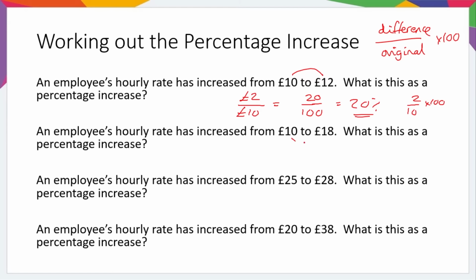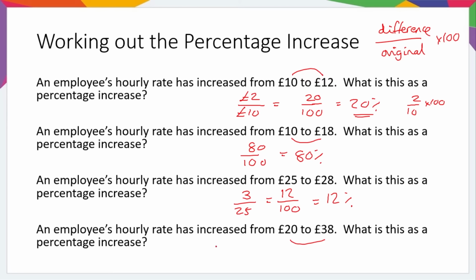So in the second example, it's a difference of 8. It was originally 10. 8 out of 10 is the same as 80 out of 100, so that is an 80% increase. If an hourly rate is increased from £25 to £28, that's a difference of £3. The original amount was 25, and again, let's convert that into the equivalent fraction out of 100. 25 goes into 100 4 times, so we need to multiply the top by 4. 3 4s are 12, so that is a 12% increase. Although feel free, 3 divided by 25 times 100 on the calculator is absolutely fine as well.